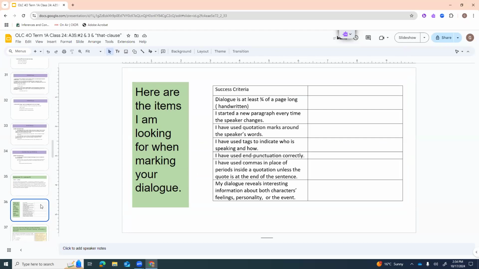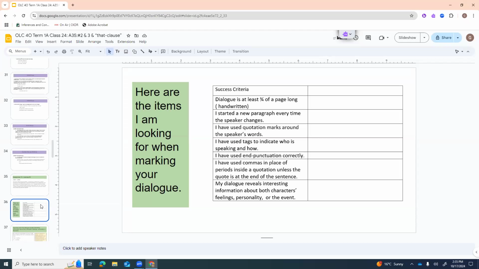First of all, the dialogue should be at least 3/4 of a page long. Now, that sounds like a lot, but remember, every time a new person speaks, you start a new paragraph. So dialogues can be quite short and still take up a lot of space. Make sure that you do, in fact, remember to start a new paragraph every time the speaker changes.